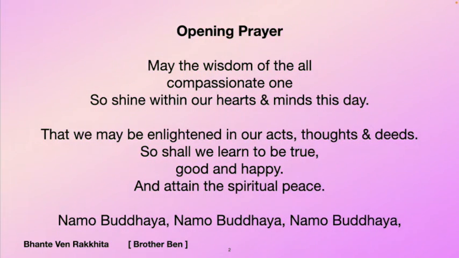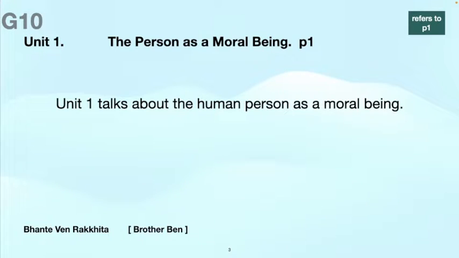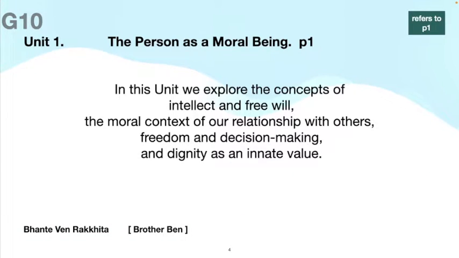So today we're on to lesson two. But first of all, I'm going to do a quick recap about the overall unit one. So we've got lesson one, lesson two, lesson three, and lesson four, which make up unit one. The very important point to start off with is that it talks about the human person as a moral being, not an immoral being. We do have this essence of right and wrong and good and bad. In this unit, we explore the concepts of intellect and free will, the moral context of our relationship with others, freedom and decision making, and dignity as an innate value.